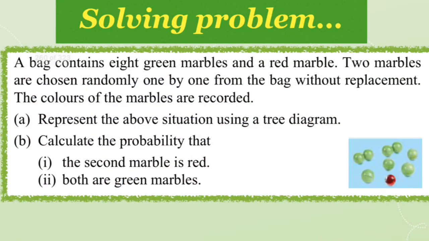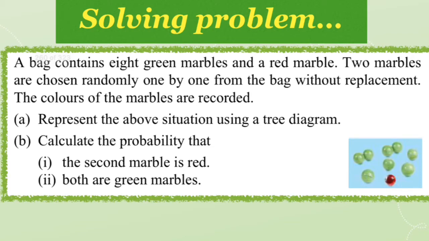Let's solve the problem. A bag contains 8 green marbles and 1 red marble. 2 marbles are chosen randomly one by one from the bag without replacement. The colors of the marbles are recorded. So please highlight the keywords: without replacement. Represent the above situation using a tree diagram.